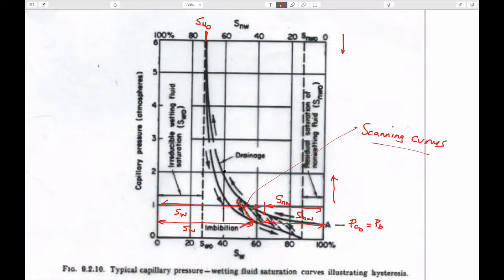The other critical behavior is that there's this irreducible non-wetting saturation, which says something about how much water you can get in, but still leaving this irreducible saturation of the non-wetting fluid. So at this stage, if this is 87%, then this means that this is 13% of oil that's left in the system, and that's interesting to us.